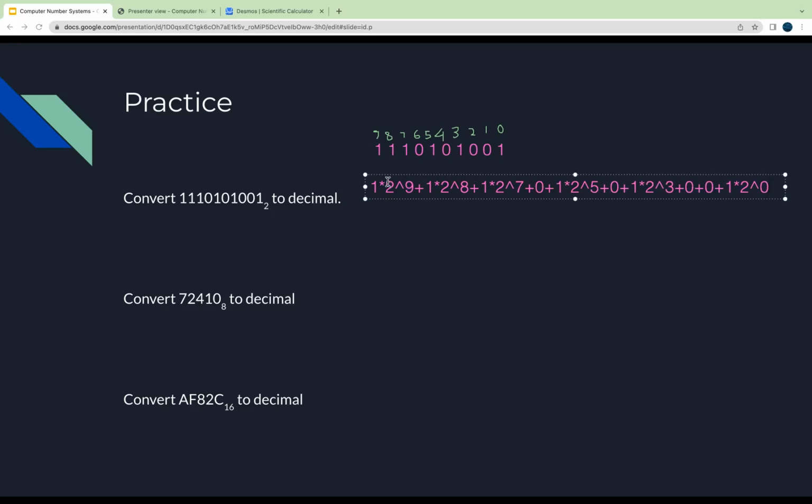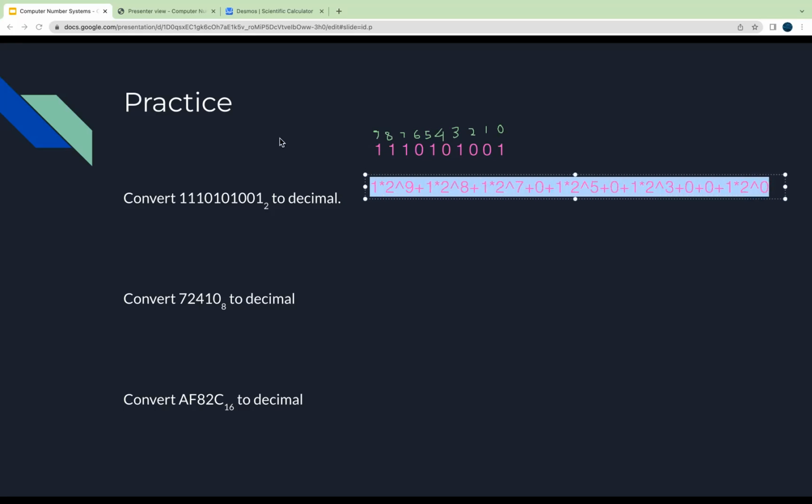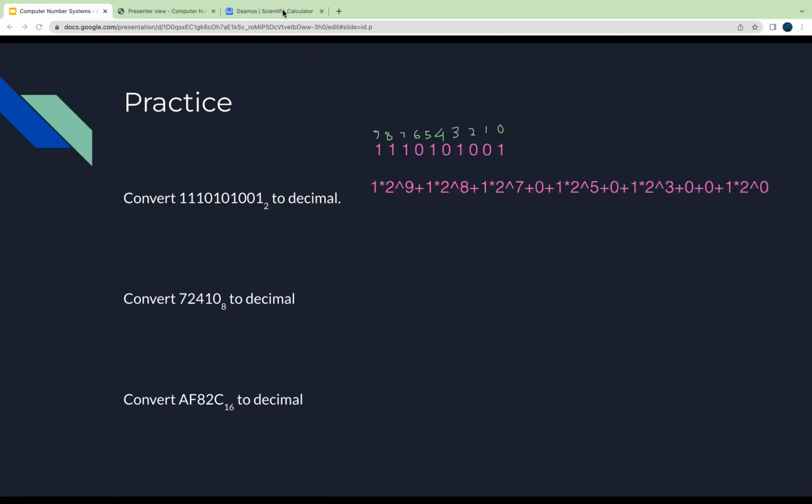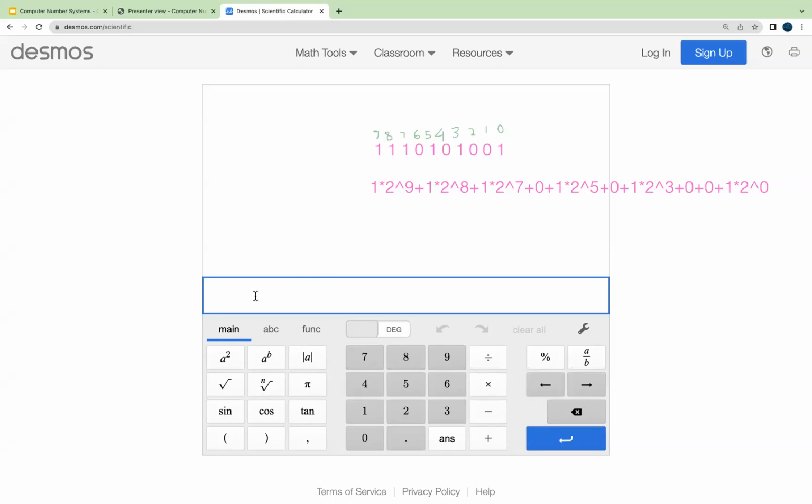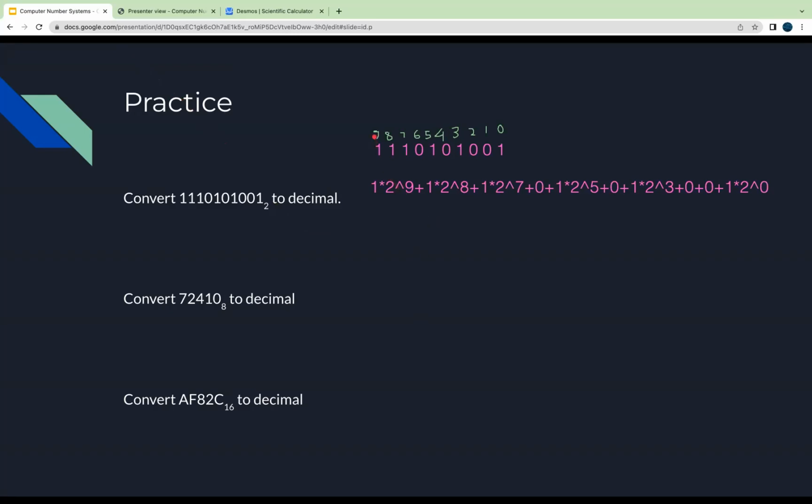Okay, now I just have to plug this into a calculator to figure out what this is. So, luckily enough, I'm going to switch to my calculator tab, put this in, and as you can see, it says that the result is 937. So that'll be our answer here. 937.